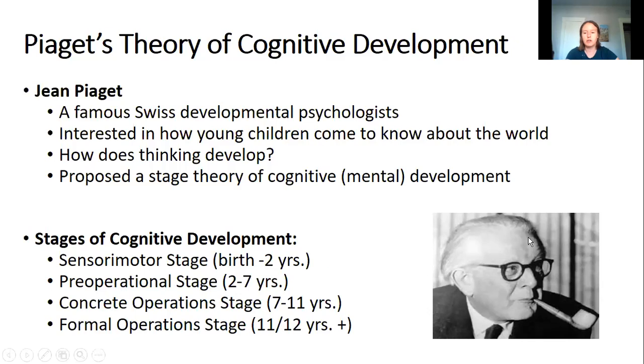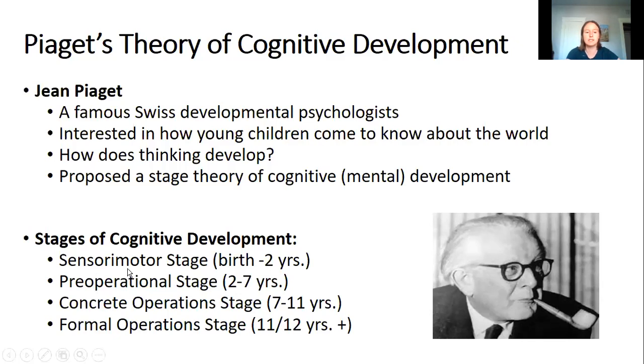And you'll see a picture of him here. He's no longer alive, but his theory is still very present and very applicable in our society and world today. And he proposed that individuals basically pass through 4 main stages or phases of mental development.